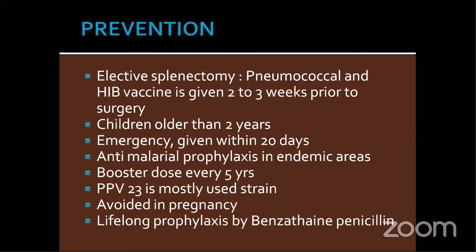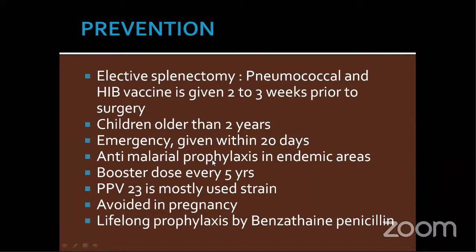One is, if you are planning the patient for elective splenectomy, if you have time, for hematological disorders, you have to give pneumococcal and Hib vaccine, H. influenzae B vaccine, 2 to 3 weeks prior to the surgery. Children older than 2 years also have to be immunized. And if it is done on an emergency basis, within 20 days of surgery, the patient has to receive these 2 vaccines, at least the pneumococcal and Hib vaccine.